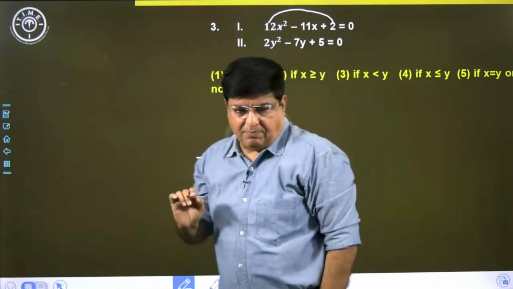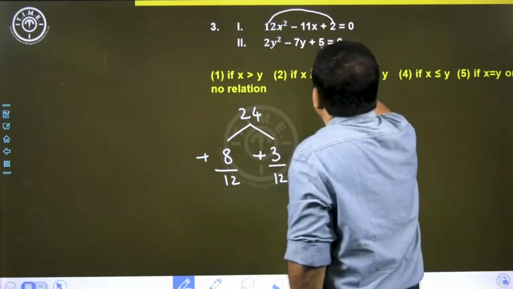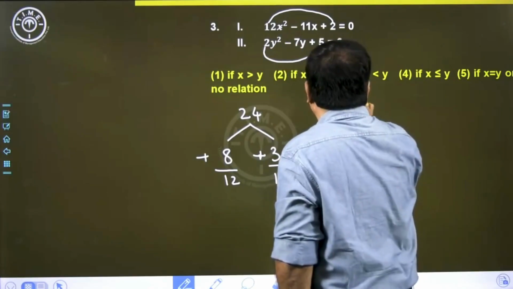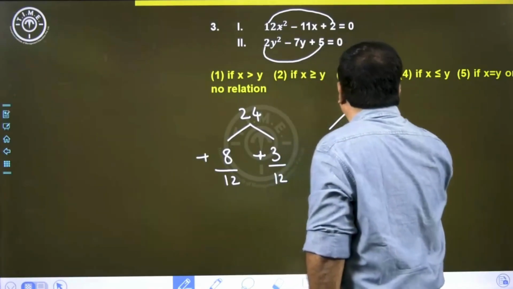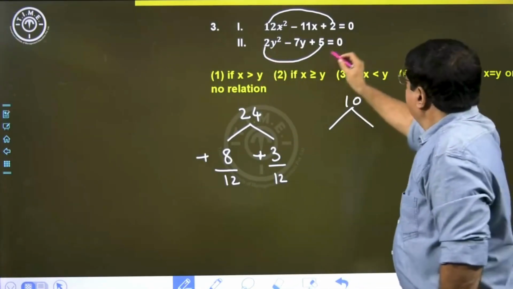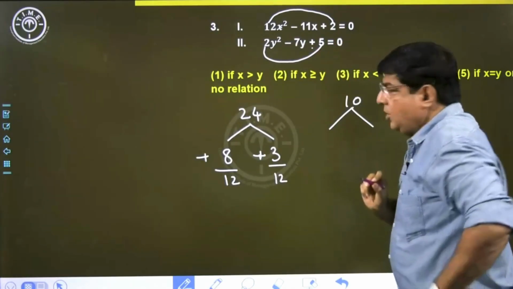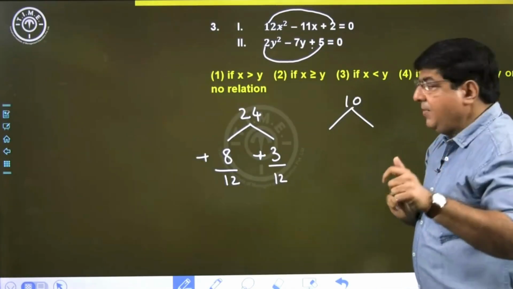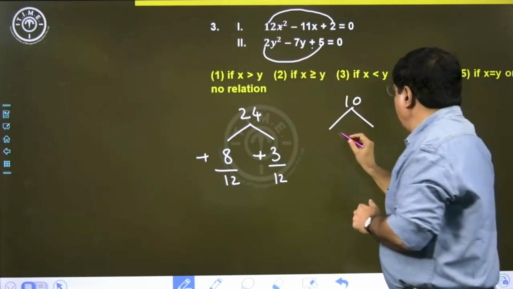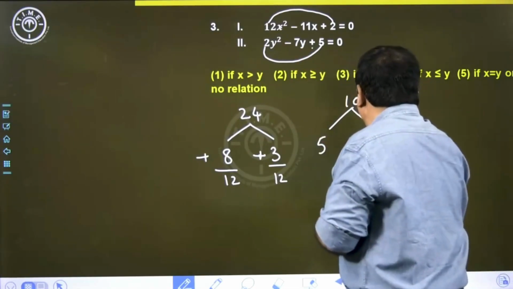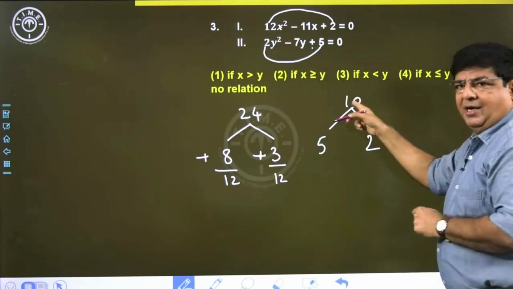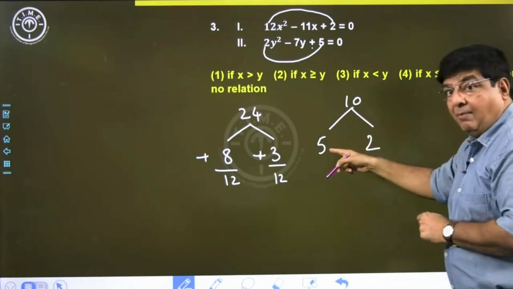What's the second question? Product, let us see. 5 and 2, the product is 10. Sign of 5 here is plus. So two numbers whose sum is 7. 5 and 2 and product is 10. 5 into 2. Bigger number first.